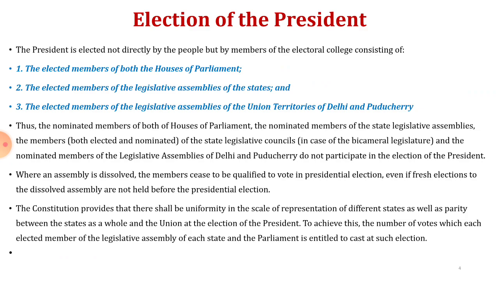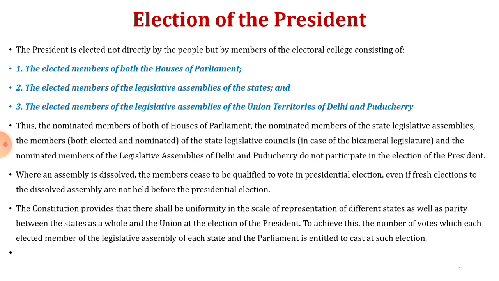The election of the president. The question arises: how are the presidents elected? The president is elected not directly by the people but by the members of an electoral college consisting of the elected members of both the Houses of Parliament, that is Rajya Sabha and Lok Sabha, the elected members of the Legislative Assembly of the states, and the elected members of the Legislative Assembly of the Union Territories of Delhi and Puducherry.